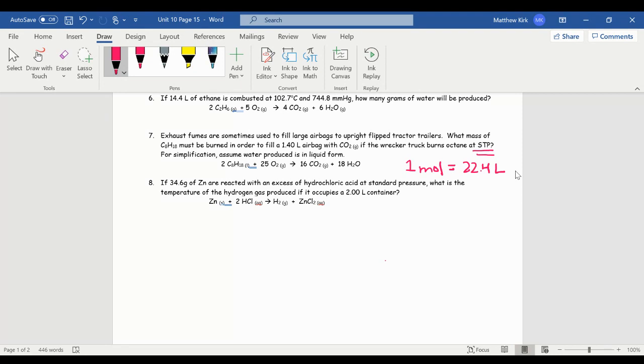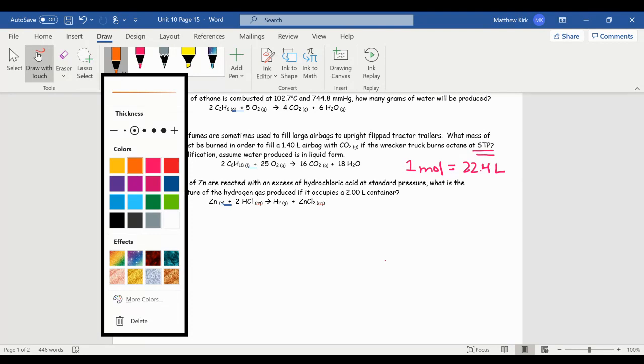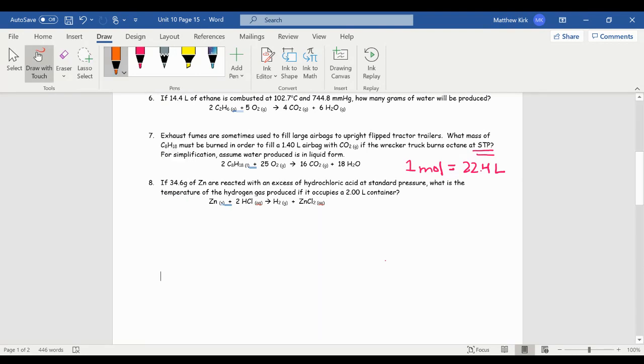But let me use number 8 as a way to review our second method. Number 8 tells us that if we have 34.6 grams of zinc reacting with an excess of hydrochloric acid at standard pressure, what is the temperature of hydrogen gas produced if it occupies a 2-liter container? For this one, it's a bit weird. We want to know temperature, and we're told it's at standard pressure. So again, we see STP, standard pressure, and we should automatically think that's 1 atmosphere.